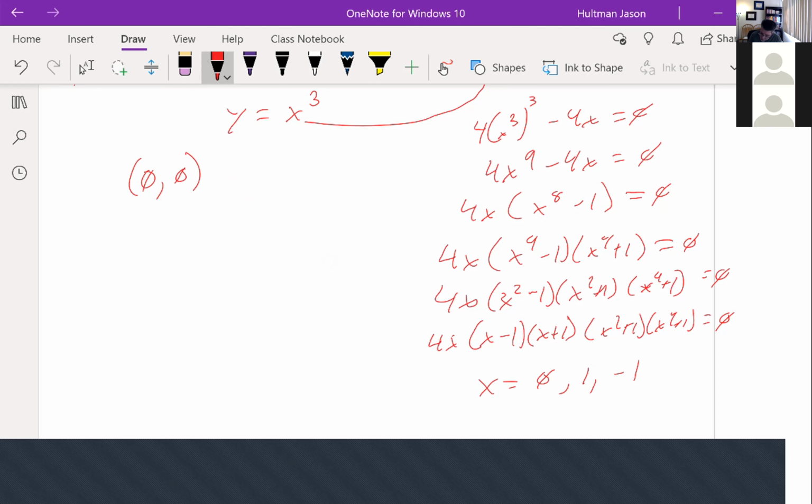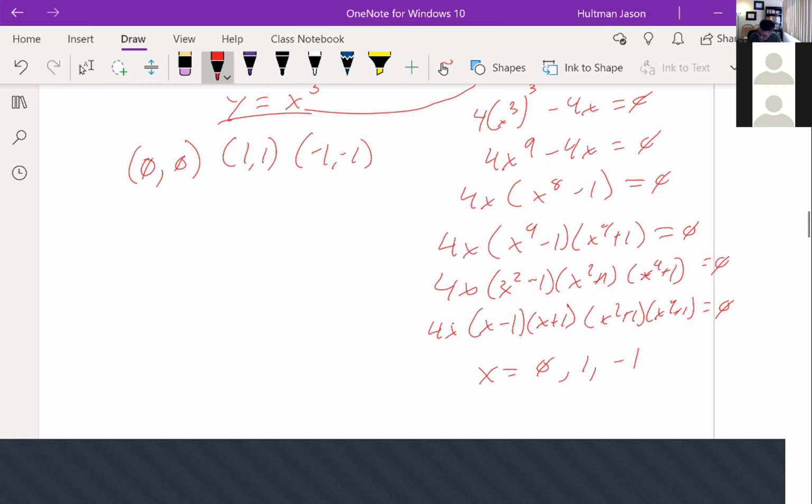Okay, what else is a point? How about 1, 1? Isn't 1, 1 a point? Plug in 1 in here and you get 1. And what about negative 1, negative 1? Isn't that also a point? Yeah. Okay, so we've got actually 3 points to test.